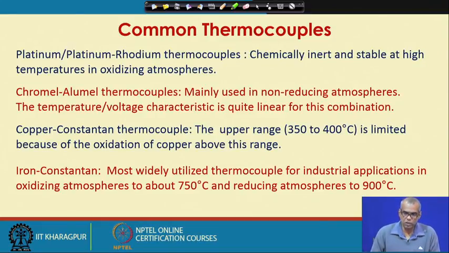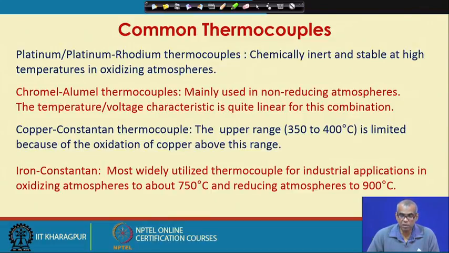Now, let us talk about certain points about the common thermocouples. Platinum rhodium thermocouples: one interesting feature about this thermocouple is they are chemically inert, and they are also stable at high temperatures in oxidizing atmosphere, and that is why it can be used in temperatures as high as 1500 degree Celsius or 1700 degree Celsius.